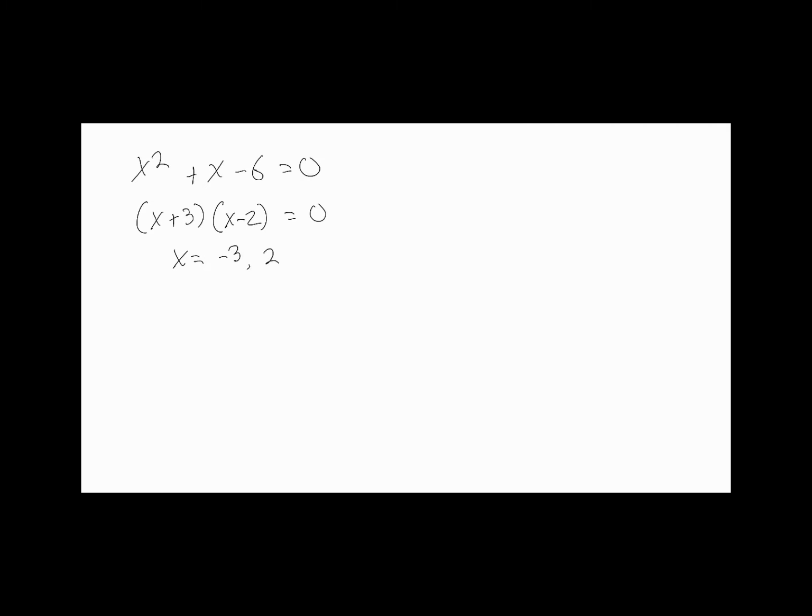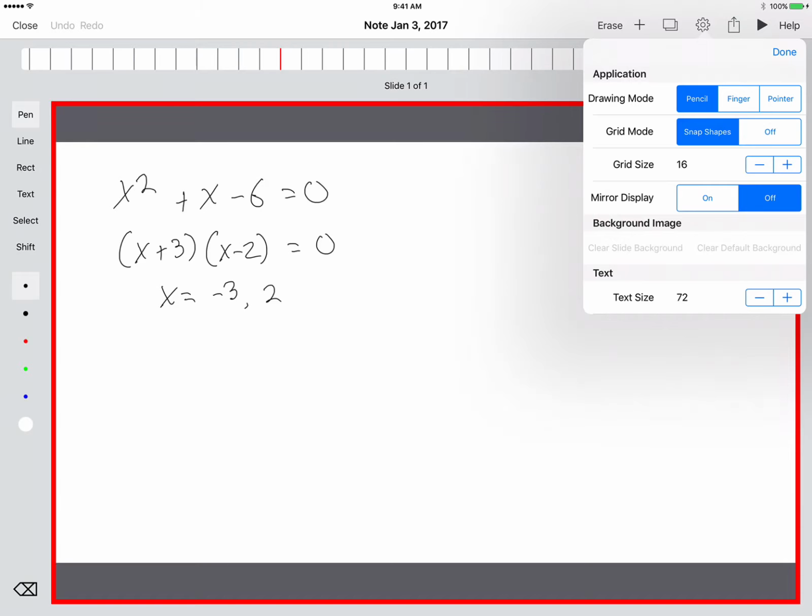I can connect to an external projector via the Lightning to HDMI or VGA adapter, or using AirPlay. Normally when projecting, only the whiteboard portion of the screen is shown on the projector, but you can choose to mirror the entire iPad screen if you want.